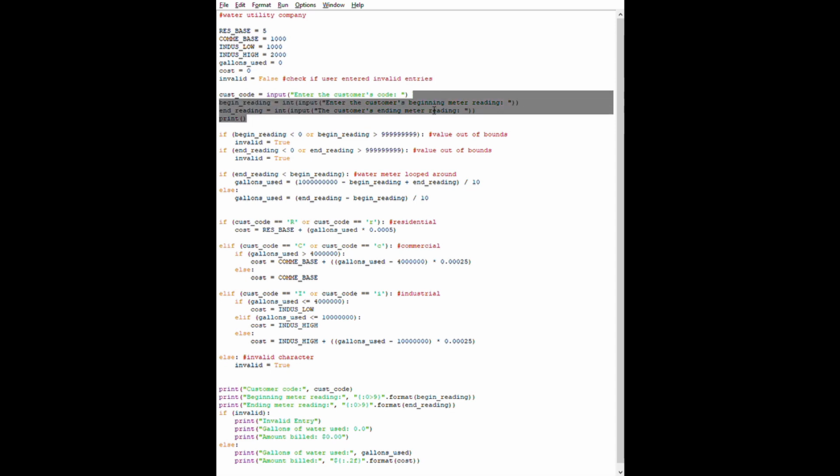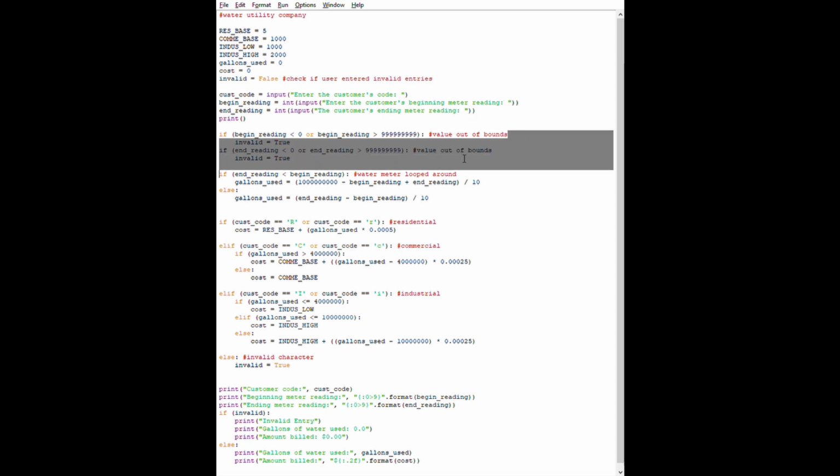So here, this is just taking the input for the data that we're going to be calculating later. So we're taking in the customer's code, and then the beginning reading of the water meter, and then the ending reading. So here, this block is just for testing if the values that they entered for their water meter readings are within the bounds. So between 0 and 999,999,999. If it's out of those bounds, then the invalid flag is going to be set to true, and then it's going to affect what's printed out later at the bottom down here.